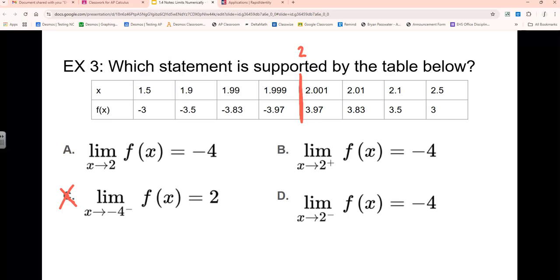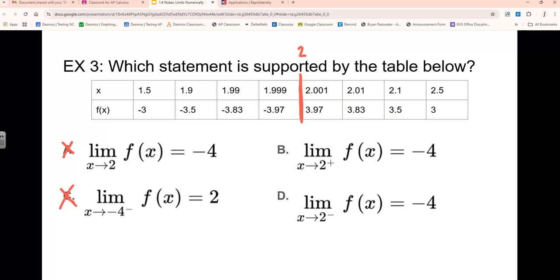Is this a one-sided or a two-sided limit? Is it from both sides, or is it only left or only right? Whenever I'm looking at answer choice A, it's going to be two-sided. It's both sides for this one. Do both sides appear to go to -4? No. So this is not going to be it.